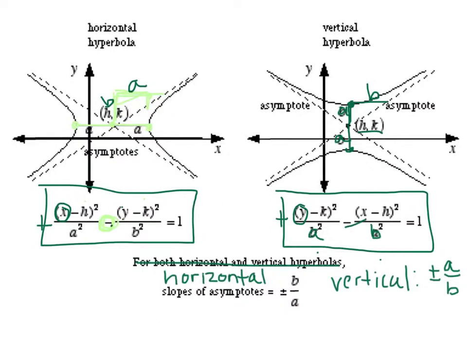So it doesn't matter which one is bigger. We could have a bigger denominator on the negative part and still have it be vertical because the y part was what was positive. So you have to be careful about that.